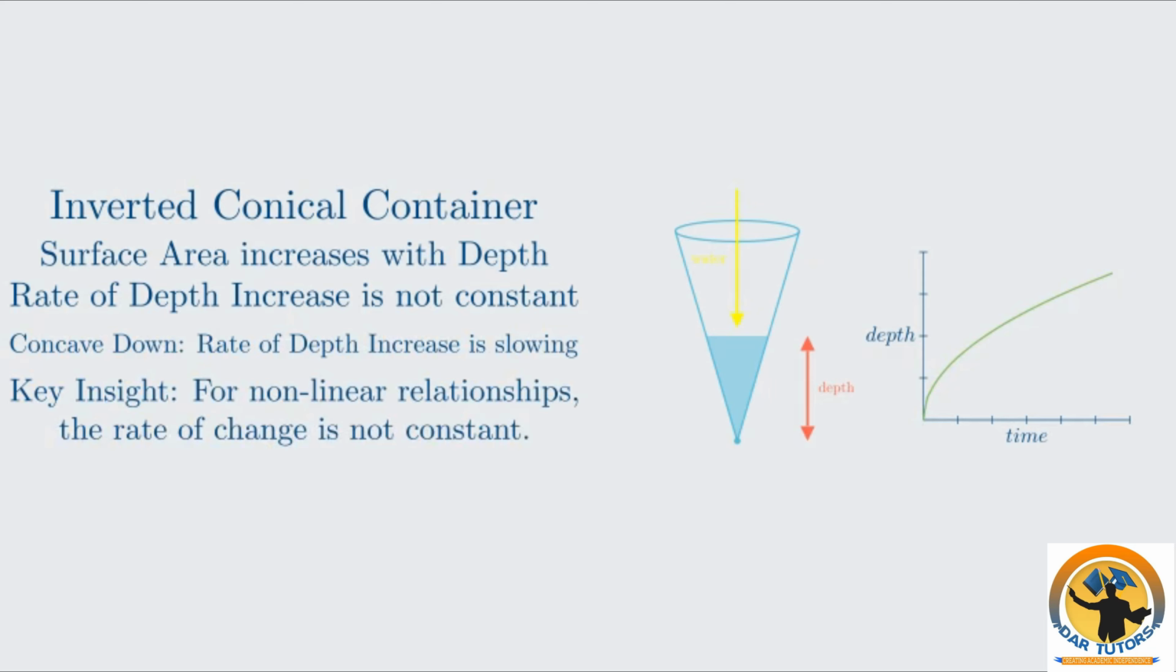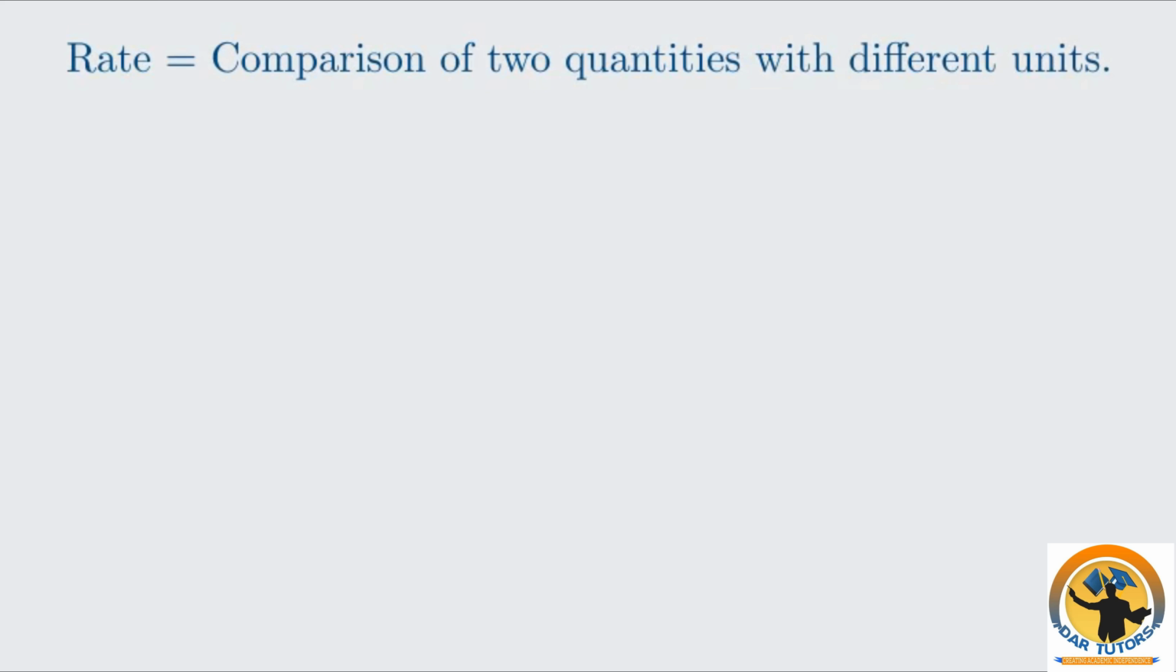This is a key insight. For nonlinear relationships, the rate of change is not constant. This leads us to the core idea of rates of change. A rate is a comparison between two quantities with different units. For example, speed is a rate of change of distance with respect to time, measured in meters per second or kilometers per hour. A typing rate is words per minute. These are all examples of rates.